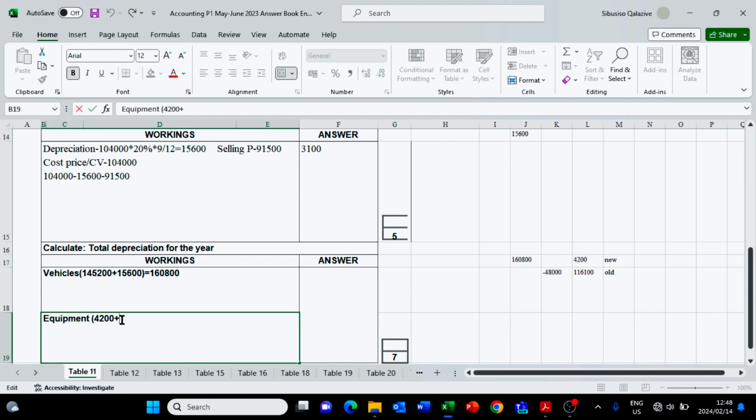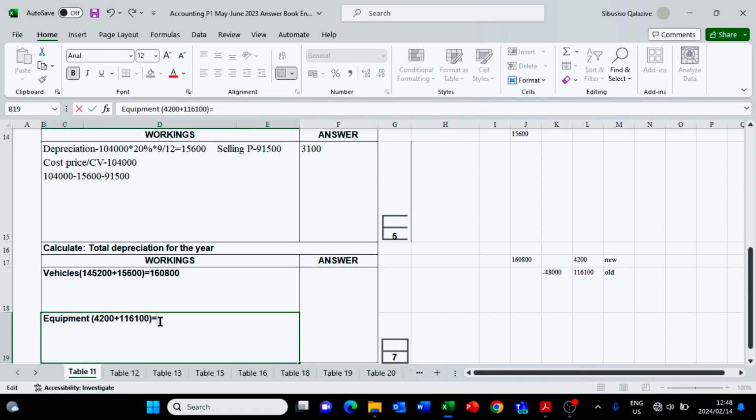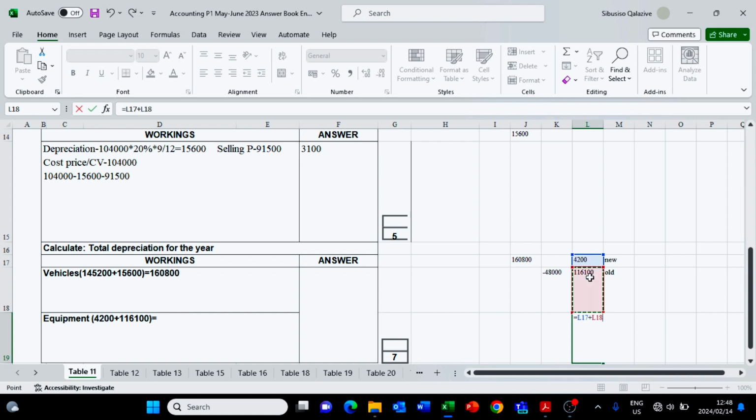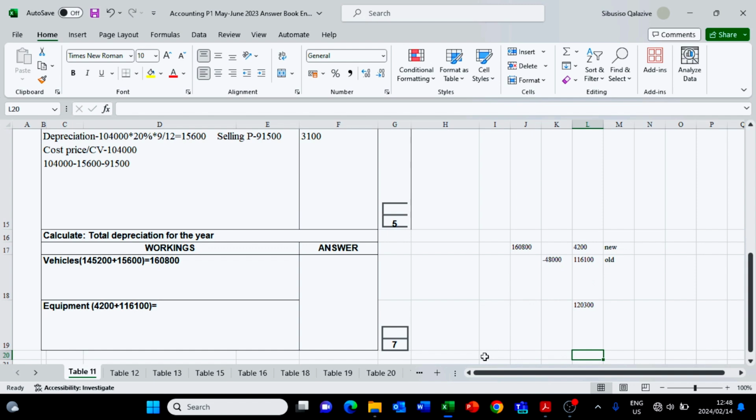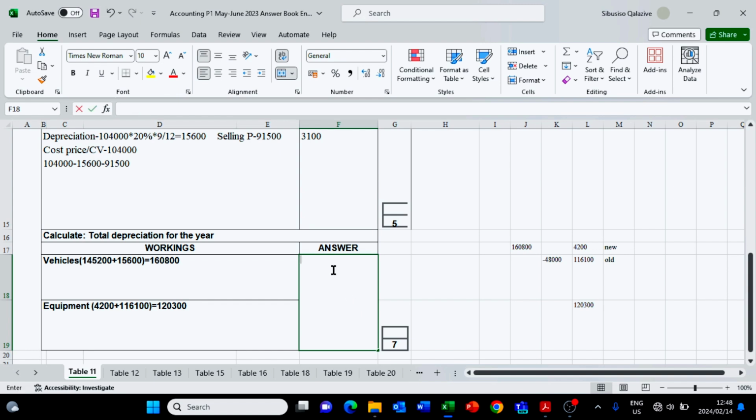So now we are going to add it all. We have 116,100, so now we have to add these together. We are going to say the 4,200 plus the 116,100, which is going to give us 120,300 rands.